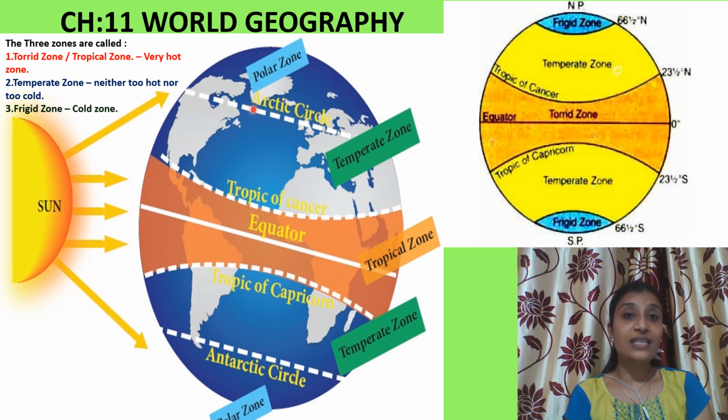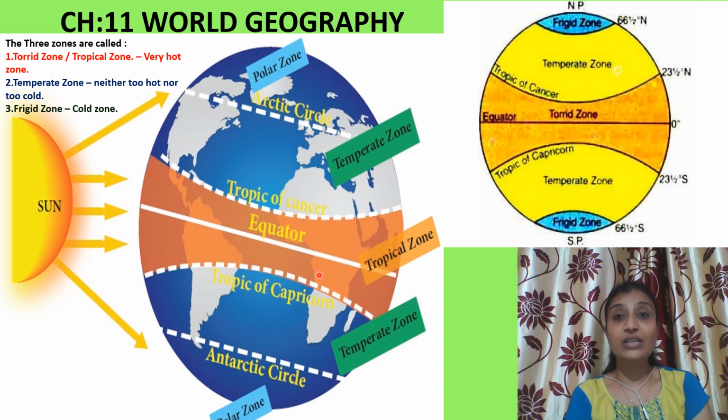From the Arctic Circle to the North Pole and from the Antarctic Circle to the South Pole, these areas receive more slanting rays. So, the climate here is very cold. This area is called the frigid zone. The climatic zones are the same in the northern and in the southern hemisphere.